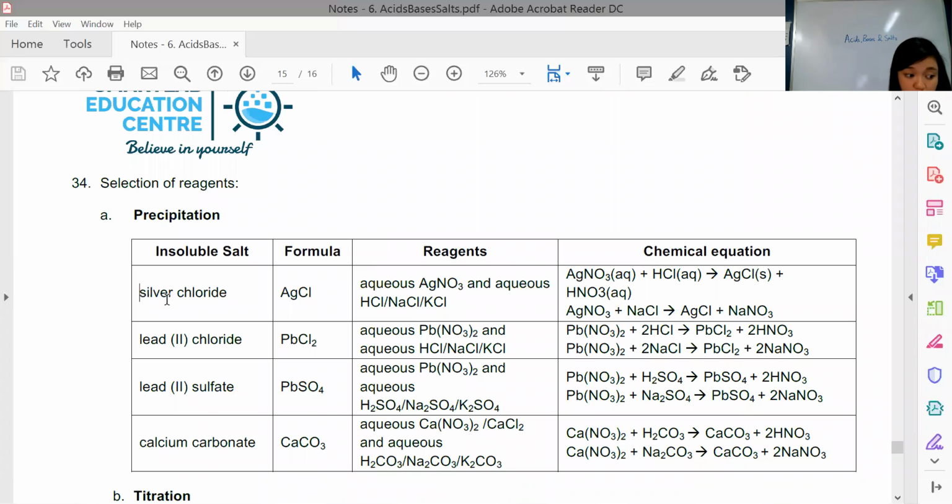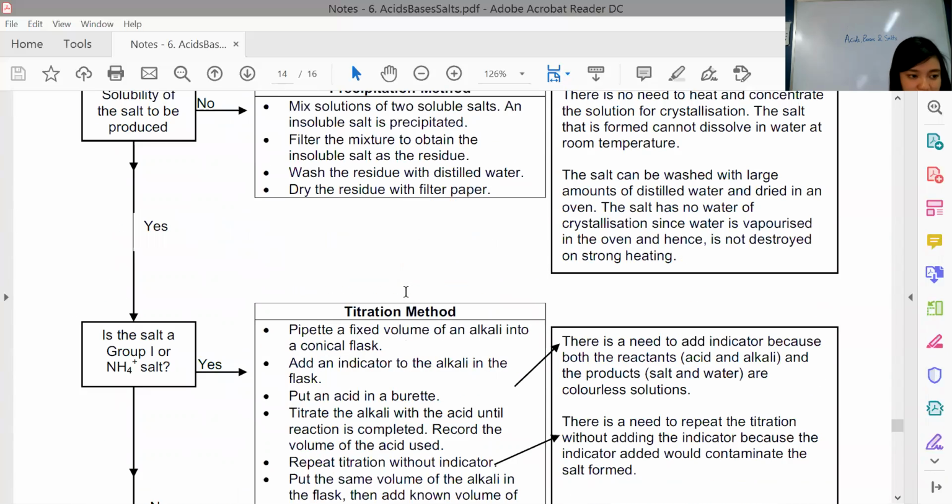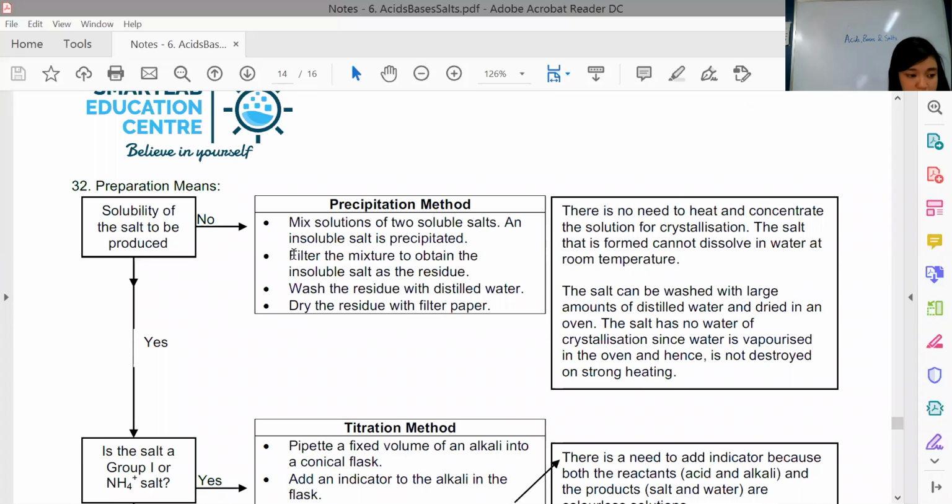If you want to prepare silver chloride, from the table we can tell that it is not soluble. So therefore, your 2 reagents to prepare it must be soluble. So what we can do is mix silver with nitrate, because from the previous table, silver nitrate is soluble, and your chloride can come in the form of hydrochloric acid or any of the group 1 chlorides, sodium chloride or potassium chloride. Once you get your salt, you filter the mixture to obtain the insoluble salt as the residue. Then you wash the residue with distilled water and dry between filter paper. That's how you get an insoluble salt.